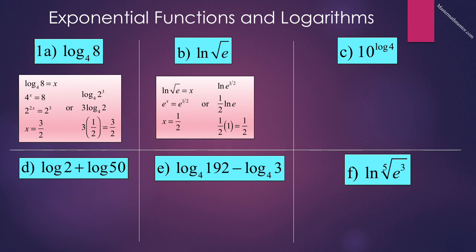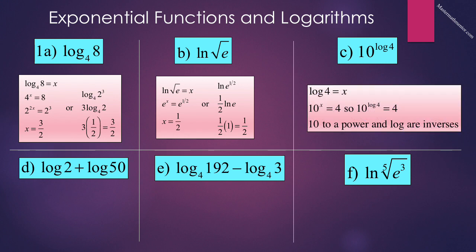Or we can write this as natural log of e to the 1/2 and bring the 1/2 in front and write this as 1/2 natural log of e. Natural log of e is 1 because e to the first is e. So this is 1/2 times 1 or 1/2.